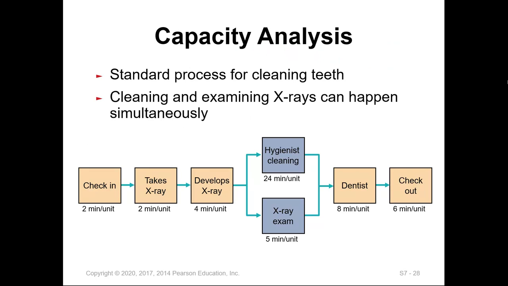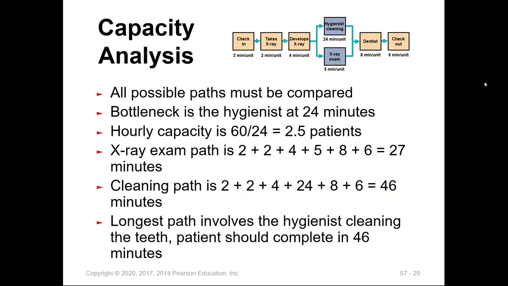This slide shows another example of capacity analysis of a standard process for cleaning teeth. From the analysis, we can see that cleaning and examining using x-rays can happen simultaneously. So from the analysis, all possible paths must be compared. The bottleneck is the hygienist at 24 minutes. The hourly capacity is 60 divided by 24 minutes, that's 2.5 patients per hour.